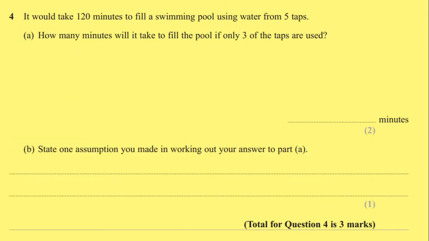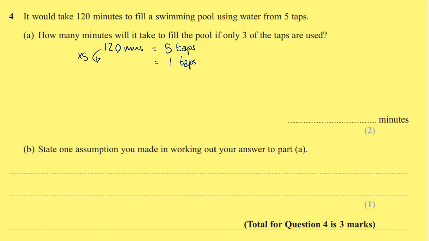Okay, moving on. It would take 120 minutes to fill a swimming pool using water from 5 taps. So there's all this work and it's being divided amongst 5 taps. How many minutes would it take to fill the pool if only 3 of the taps are used? So 120 minutes is 5 taps. What would happen if we only had 1 tap? Surely that would take 5 times longer.